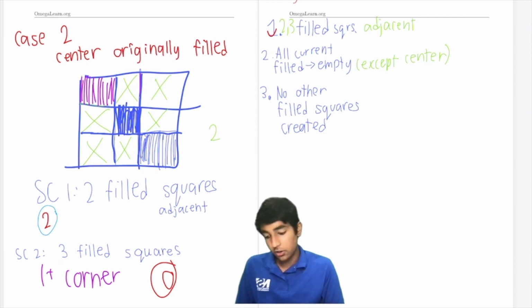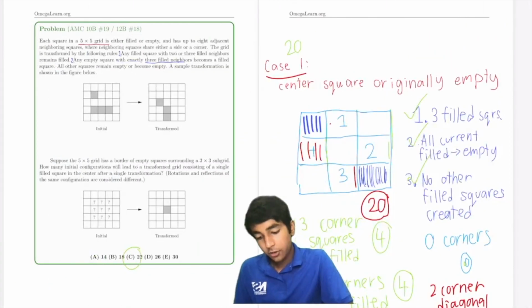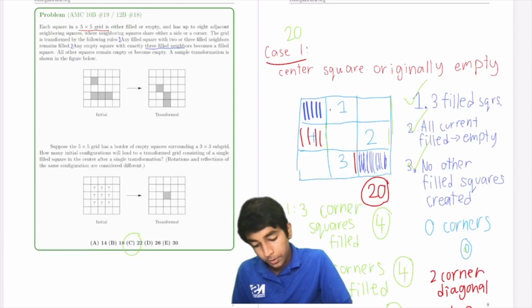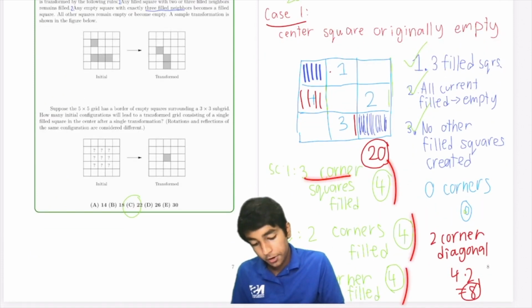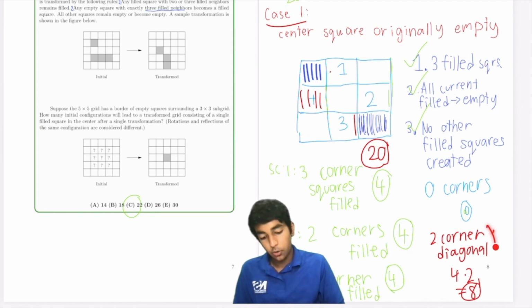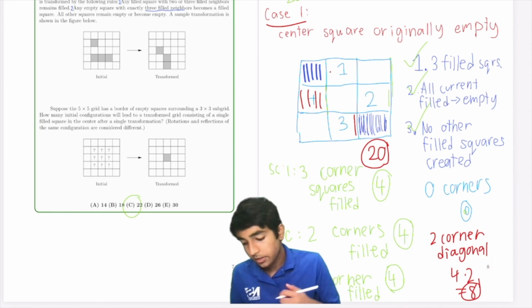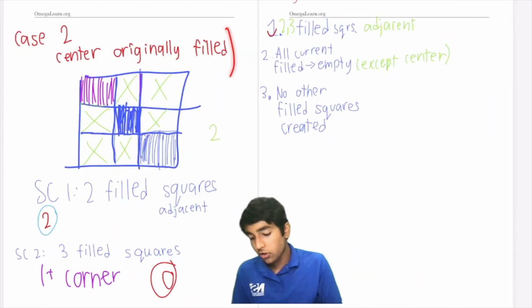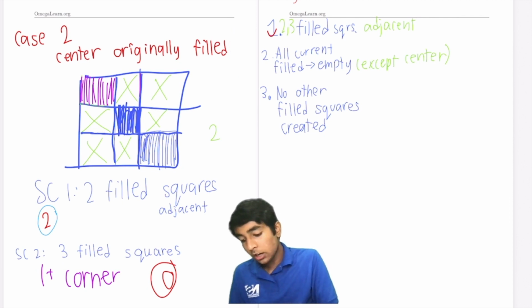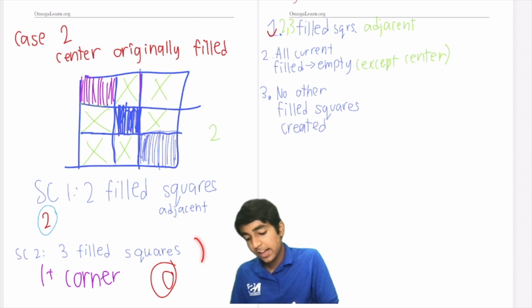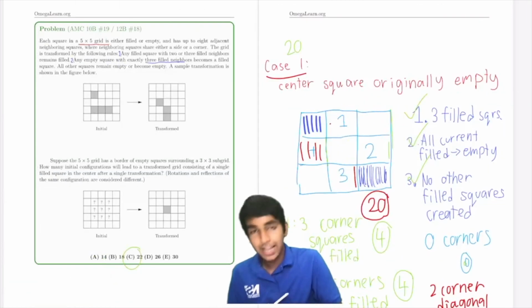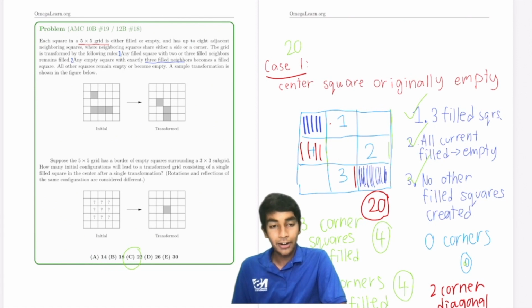So let's quickly review. First case, center square originally empty. We found our 3 conditions, and then we look at all the cases where different numbers of corner squares are filled, and the diagonal one, of course. We don't want to forget that. Then case 2, center originally filled. We looked at whether there were 2 filled squares adjacent or 3 adjacent. And for 3, we had a smart little trick to simplify our casework. Overall, we added up, we get 22. Great casework problem.